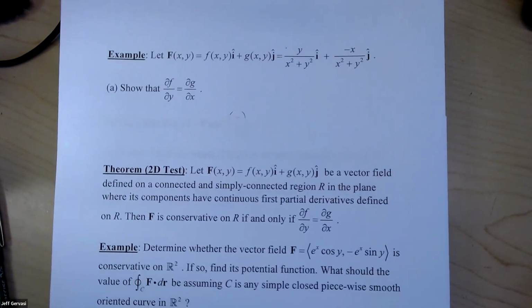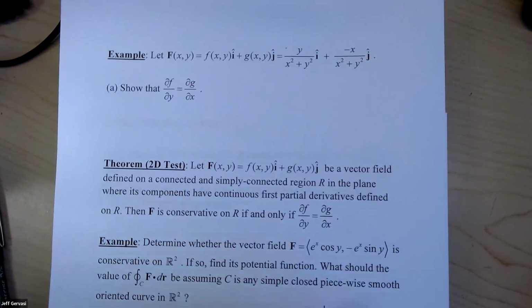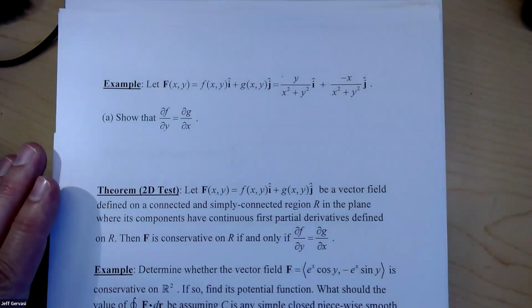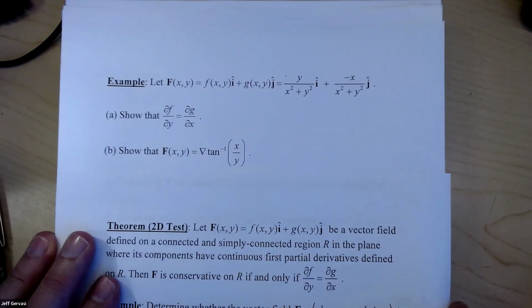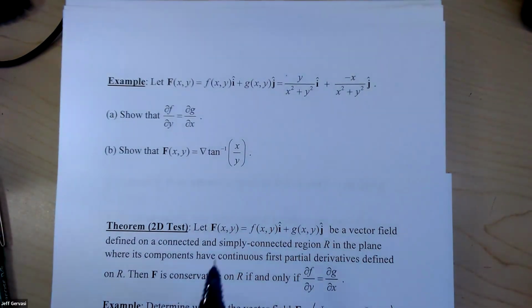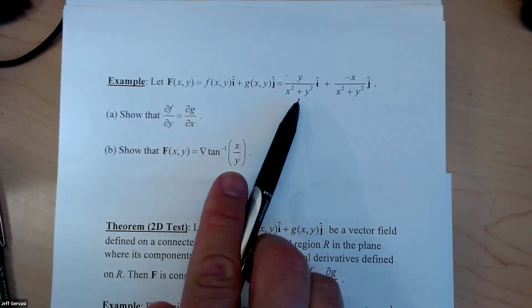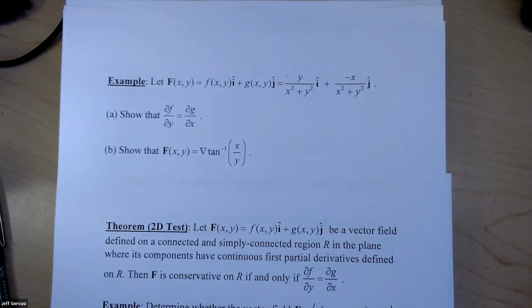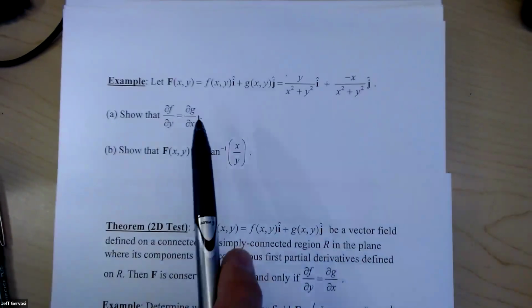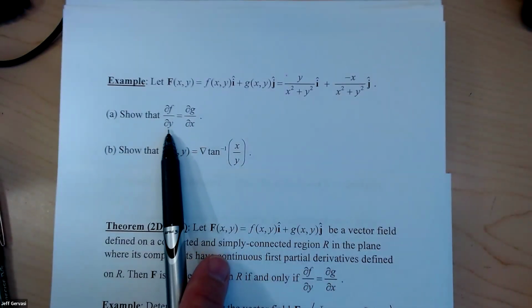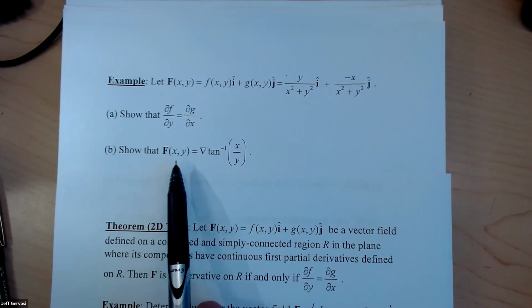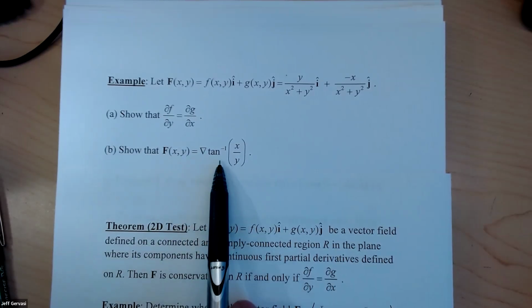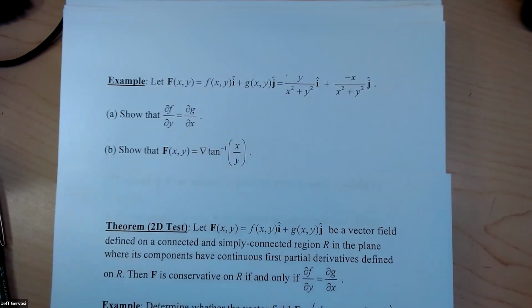here's the classic example. All right? Let the vector field, and you probably have all seen this, regardless of what calculus book you learned out of. Okay, let F be given as follows. y over x squared plus y squared for the first component, negative x over x squared plus y squared. Show that the two partial derivatives in the 2D test are equivalent, and then show that the vector field is equal to the gradient of the inverse tangent function of x over y.